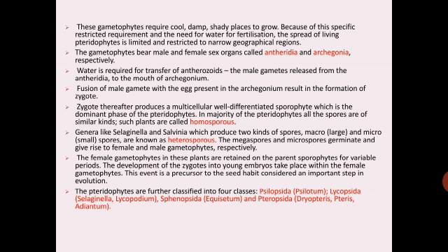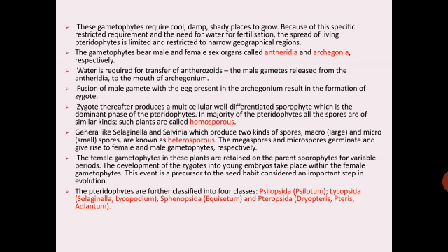The gametophytes bear male and female sex organs called antheridia and archegonia respectively. Water is required for transfer of antherozoids. Antherozoids are the male gametes which are released from antheridia to the mouth of archegonium, which is the female. Fusion of male gamete with the egg present in the archegonium results in the formation of zygote. Zygote thereafter produces a multicellular, well-differentiated sporophyte, which is the dominant phase of pteridophytes.